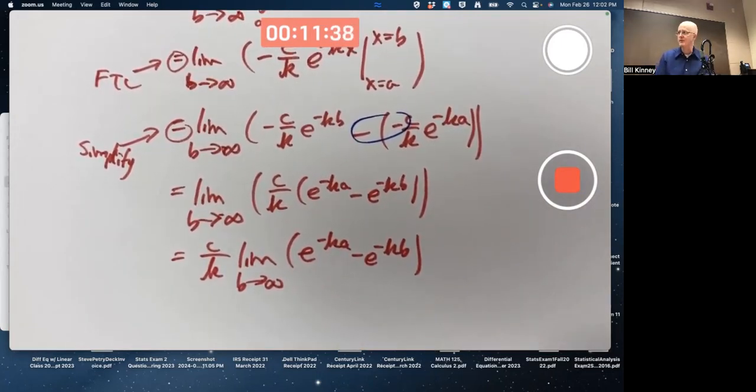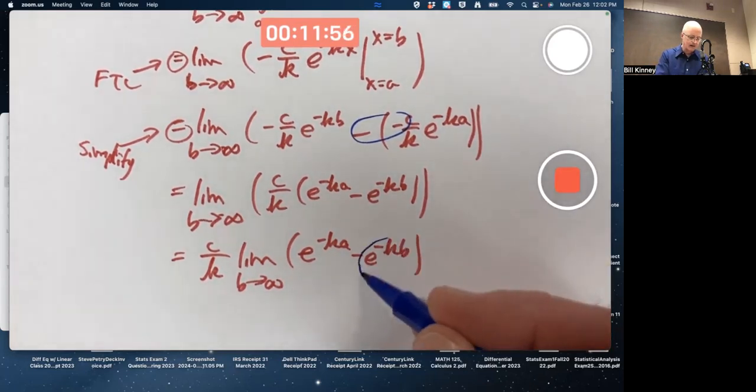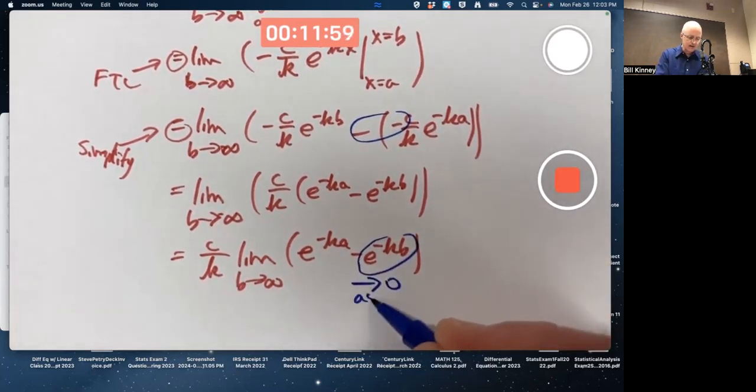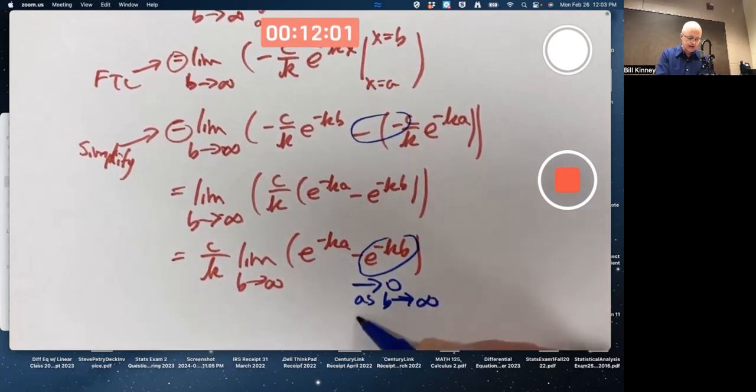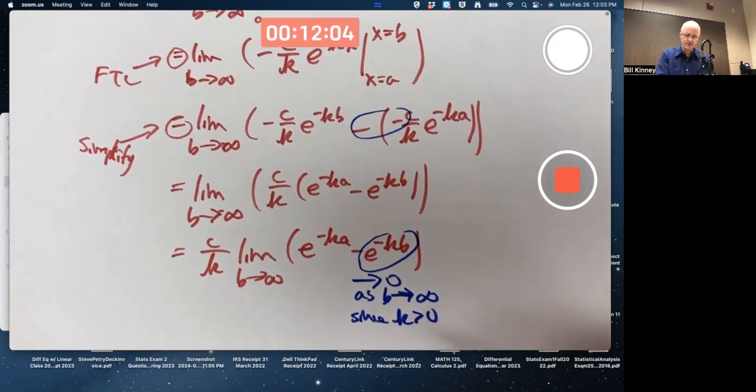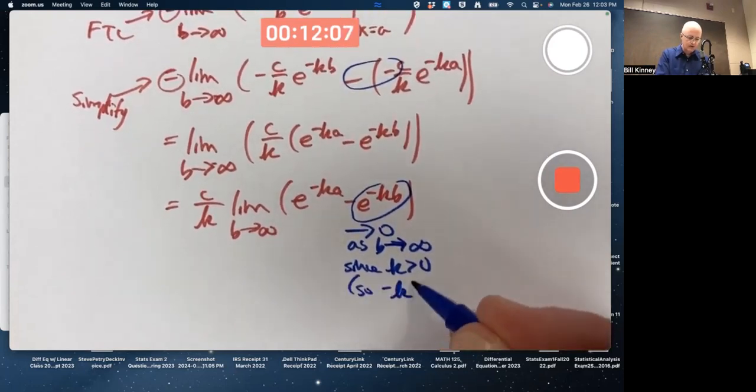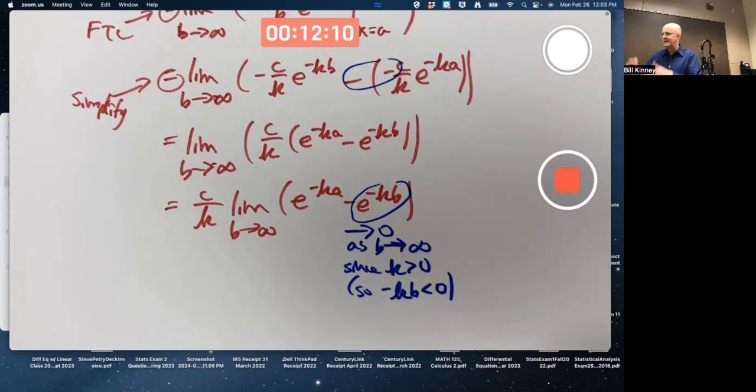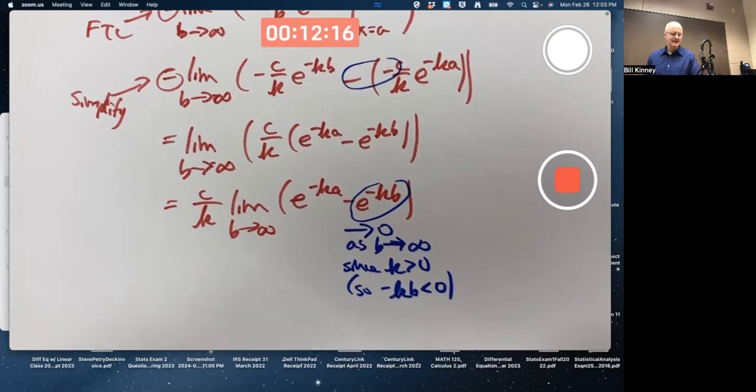Does this thing have a limit as b goes to infinity? Again, keep your wits about you. The c, the k, and the a are all constants. As far as the limit is concerned, what's changing is the b. What happens as b increases? The fact that k is positive means this part goes to 0 as b goes to infinity, since negative k times b is negative, and in fact, getting more and more negative as b gets larger and larger positively. Definitely going to 0, in fact, pretty rapidly.